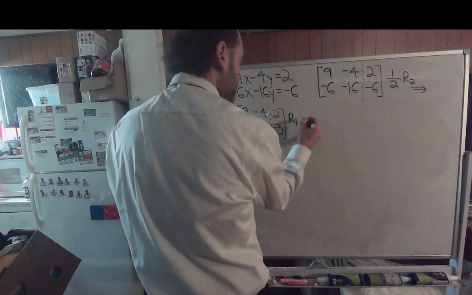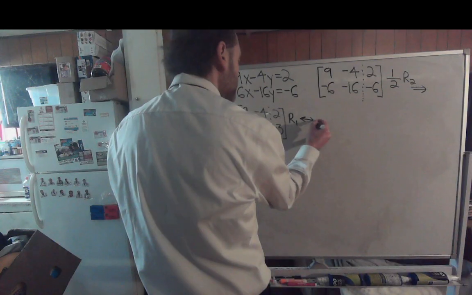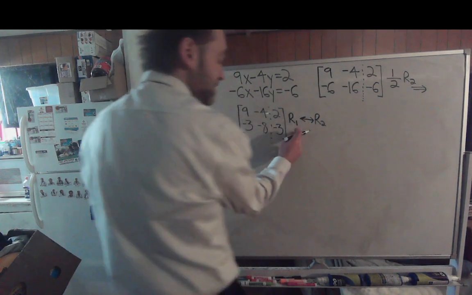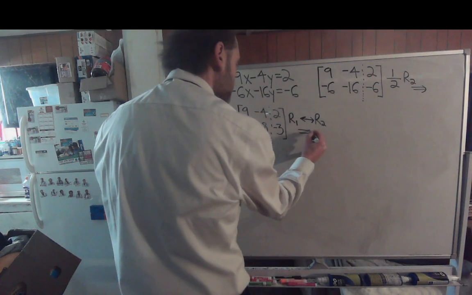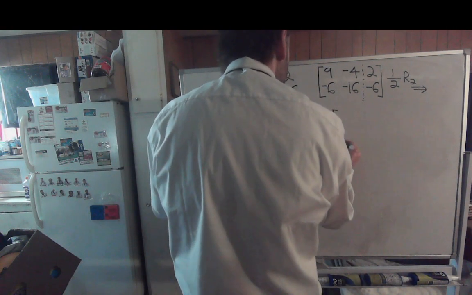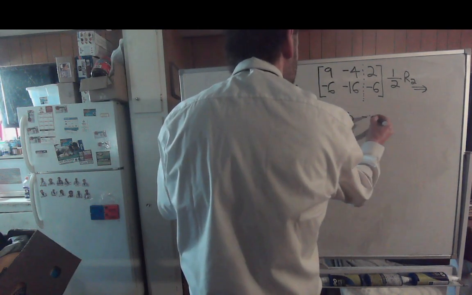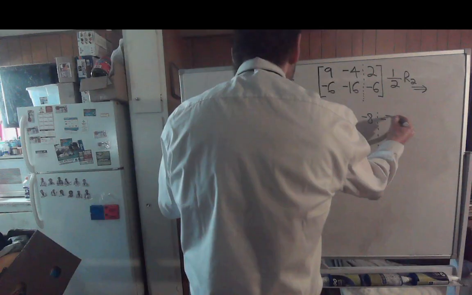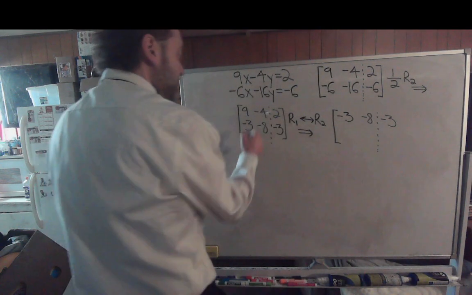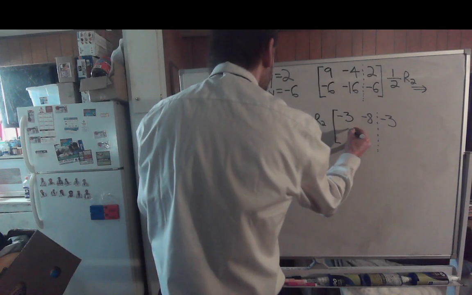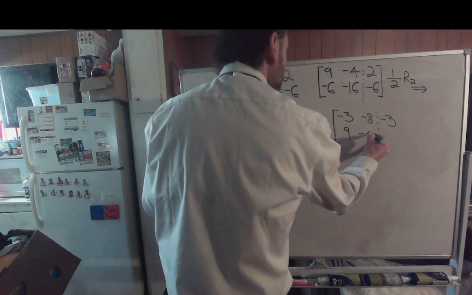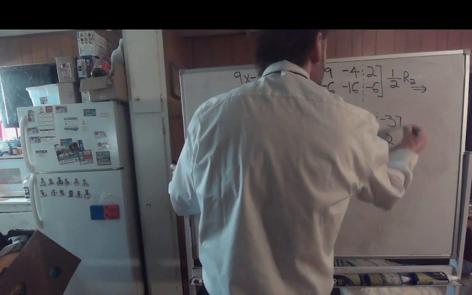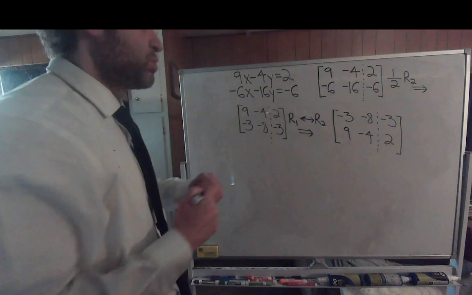So to swap rows, you're going to do a double arrow between the 2 rows, that denotes that you're swapping places with the rows. So let's do that. Now row 2 becomes row 1, so you'll have -3, -8, -3, and then row 1 became row 2, you'll have 9, -4, and 2. So there's your new matrix. We just simply swap the rows.